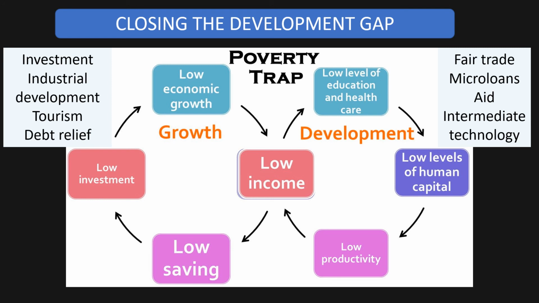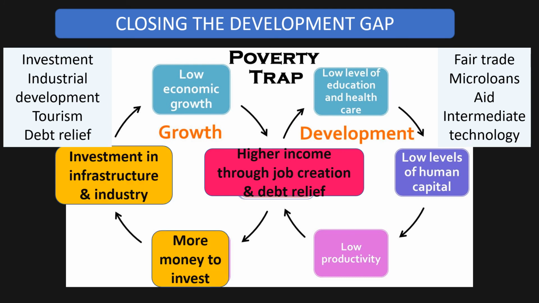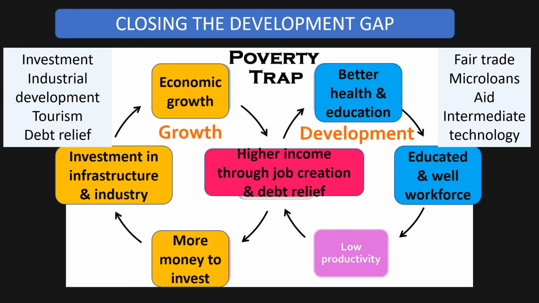As income is created, money can be reinvested into the country. Investment in infrastructure and industry will in turn create more jobs and create more wealth as people spend money and pay taxes. And this can be fed back into the system to provide education and healthcare that leads to a better, healthier, more educated and more productive workforce.